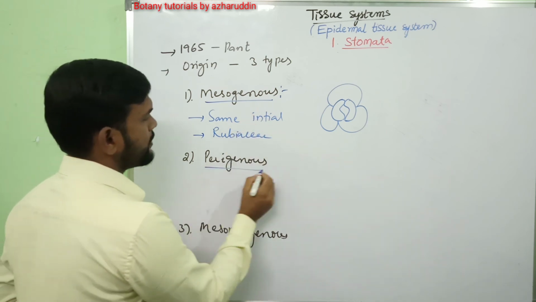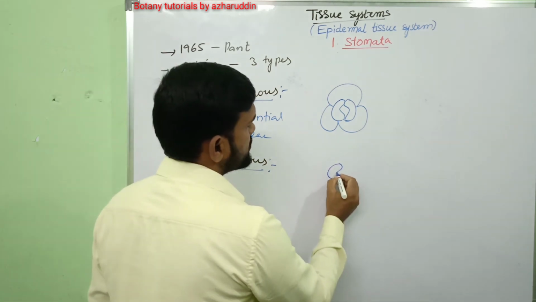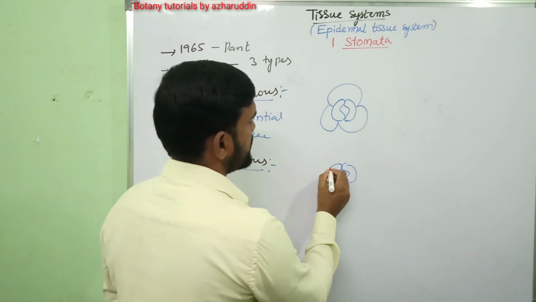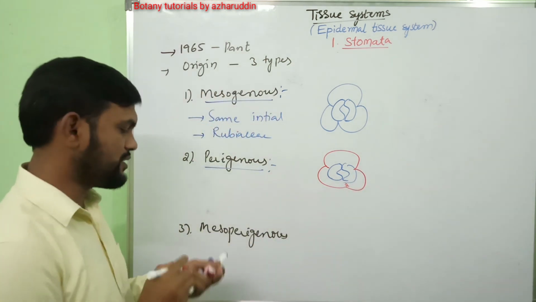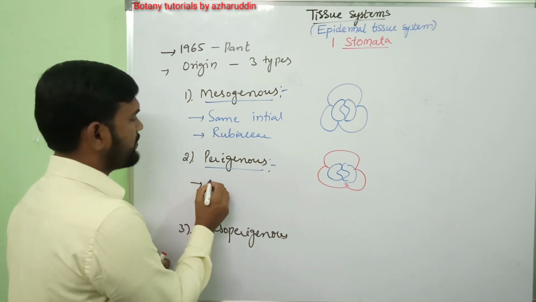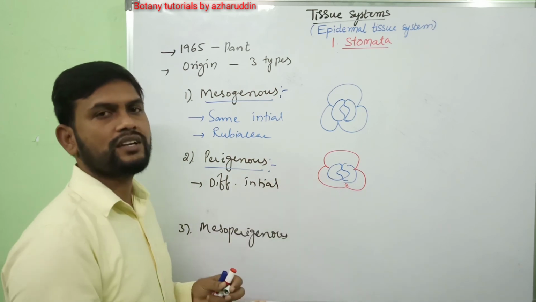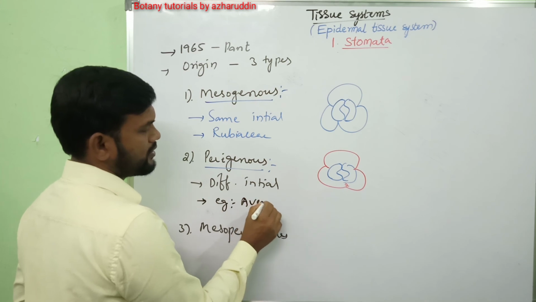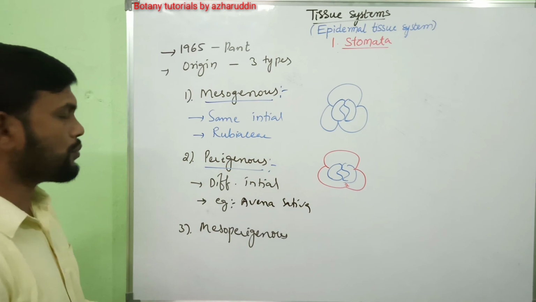Coming to second one, perigenous type. In perigenous type, guard cells and subsidiary cells. These are the subsidiary cells. These two are developing from different initials. Both are developing from different initials. Subsidiary cells and guard cells are originating from different mother cells. Example, Avena sativa.